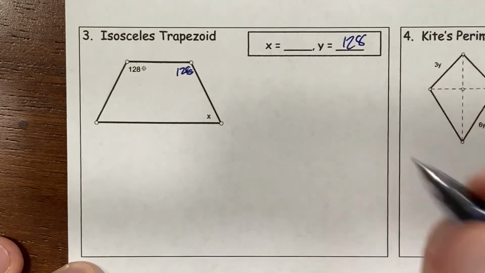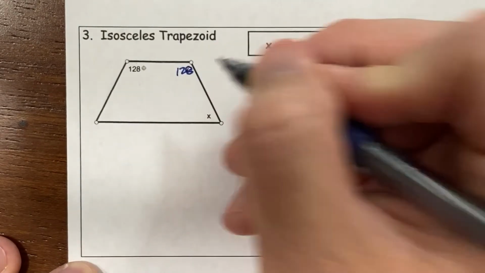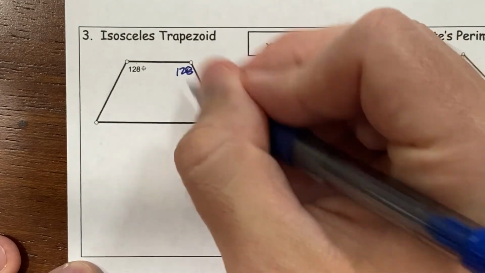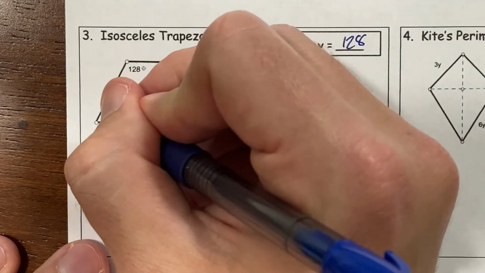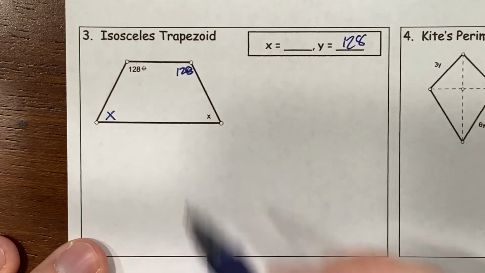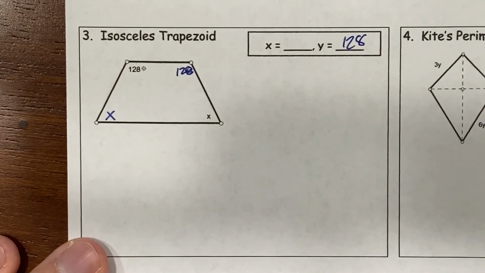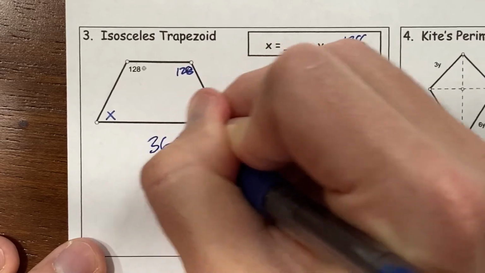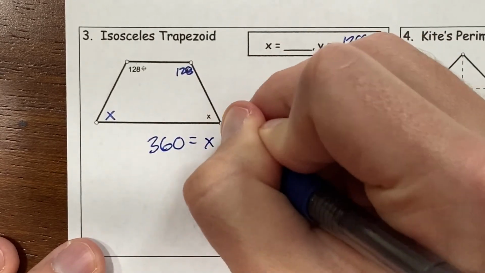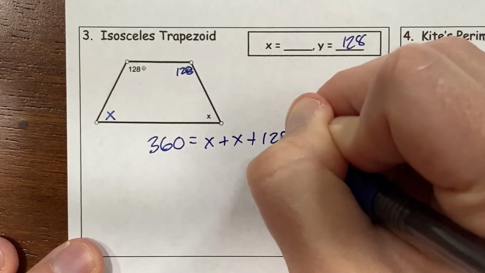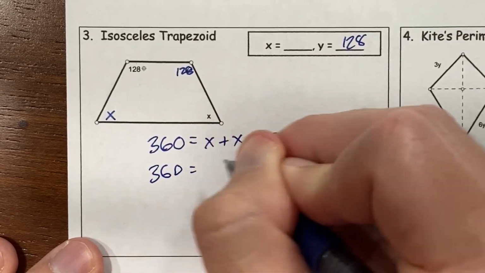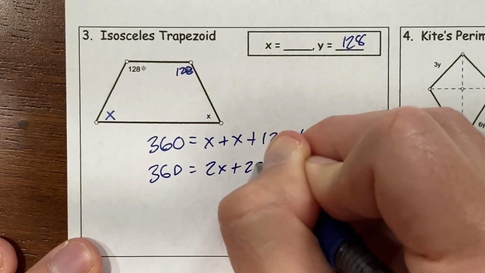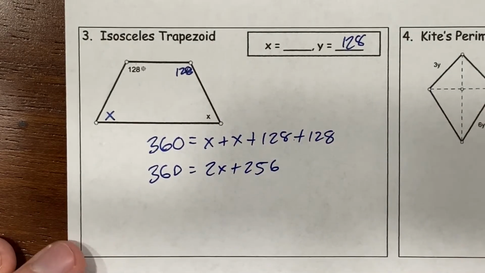And a couple different ways to go about this. I know that 128 and x are going to be supplementary, but we may or may not have talked about that. So I'm going to put an x over here since the base angles are congruent. And then I know that all the angles are going to add up to 360. So I'm going to say x plus 128 plus 128. That's 360 equals 2x plus 256.